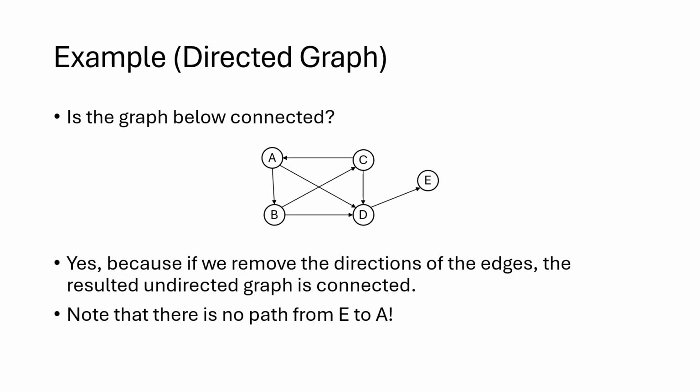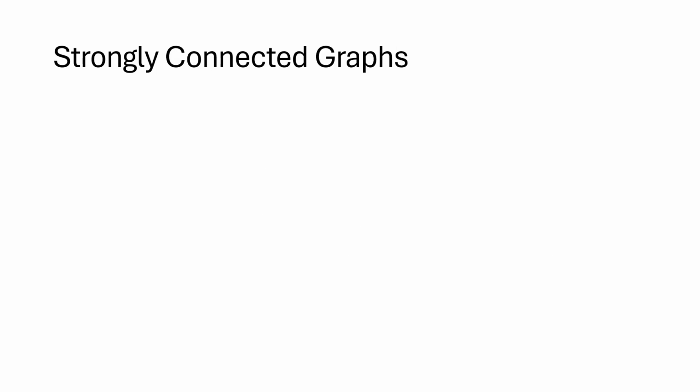But this is not a very useful definition for directed graphs because, for example, if you want to go from E to A, there is no path taking us from E to A. So why are we calling this graph connected? Or from E to C or E to B and so on. And because of that, there is a second definition for directed graphs, and this is called strongly connected.